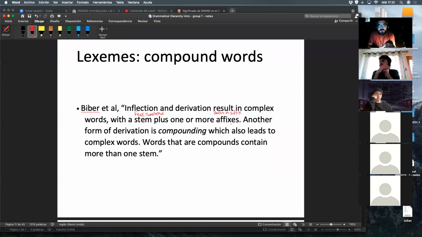Wow, es interesante. So, all over again. Inflection and derivation result in complex words. Okay, that is true. With a free morpheme plus one or more prefixes or affixes, right? So I can create inflection and derivation with one free morpheme and affixes. True. Another way in which I can create derivation is by compounding, which also leads to complex words. Words that are compounds contain more than one free morpheme. We know that, right?